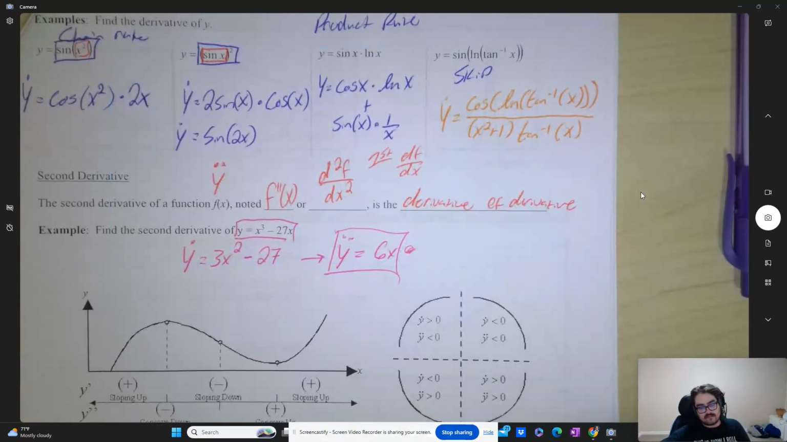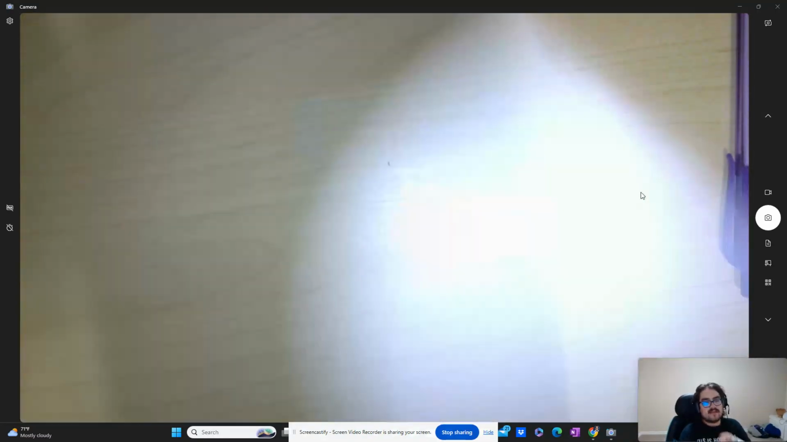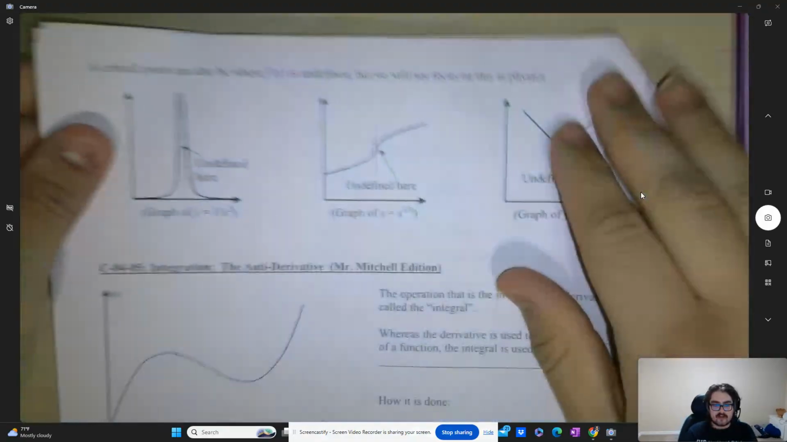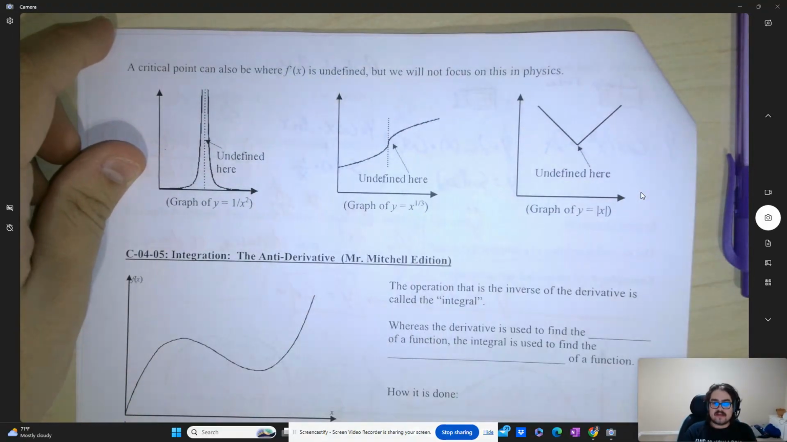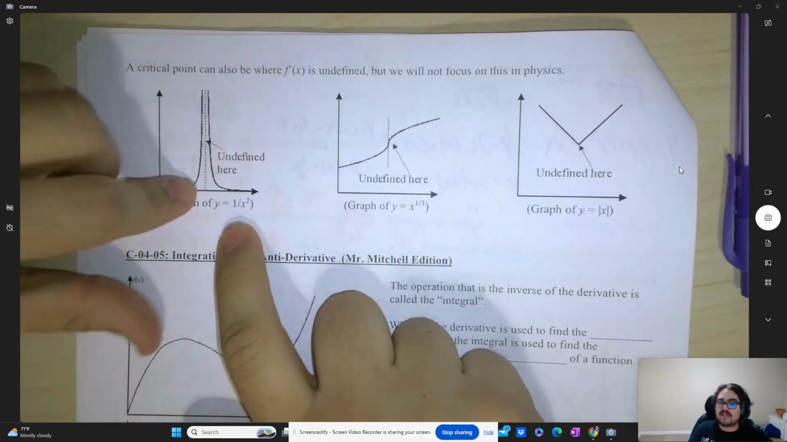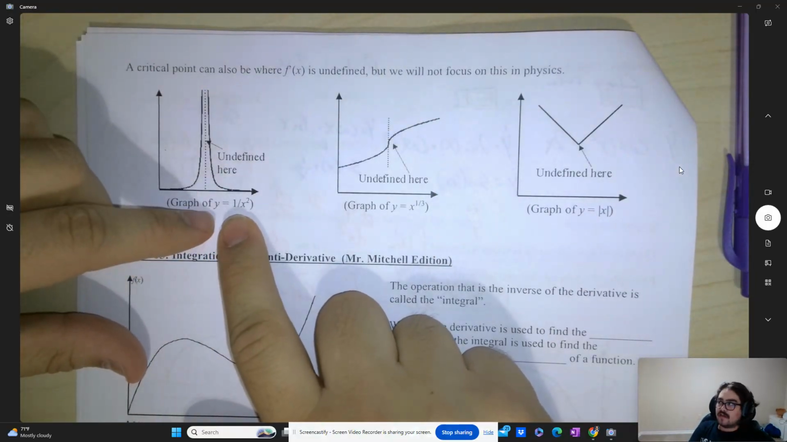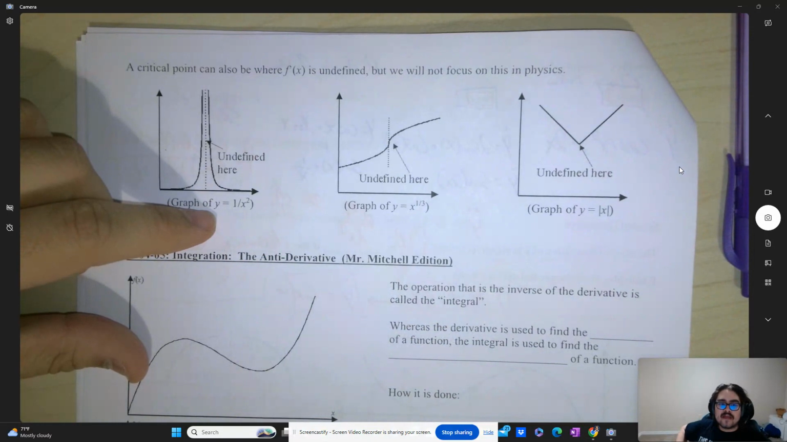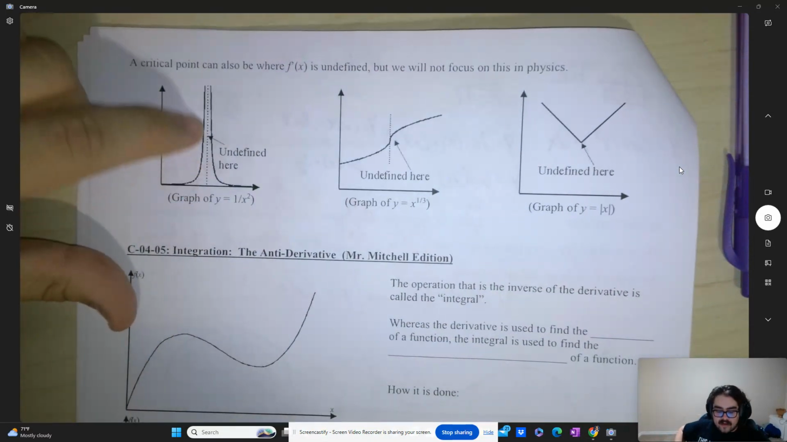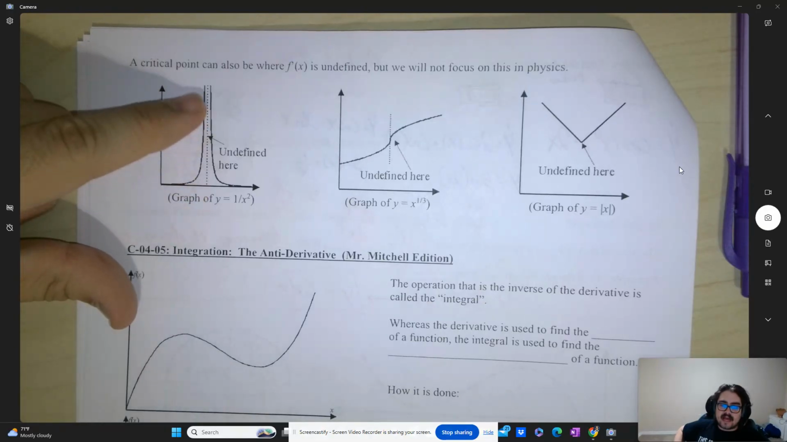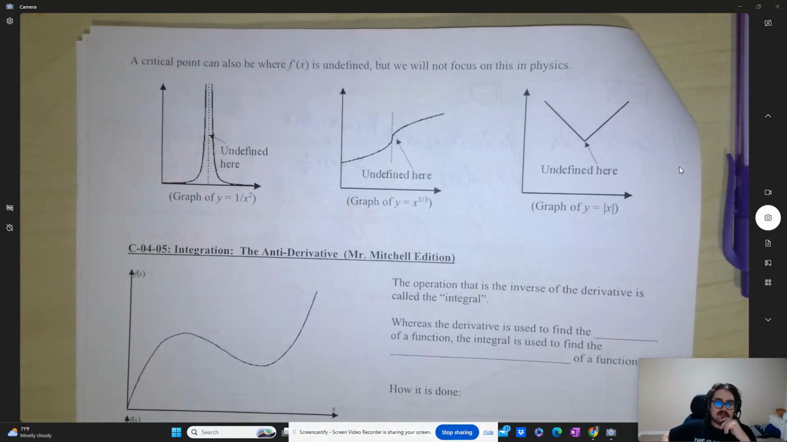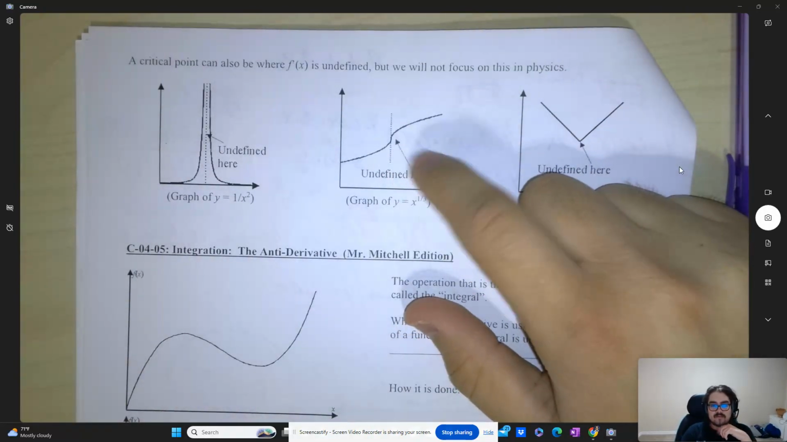The final thing I want to point out for this, and I'm not even going to really write anything for it, is that there are other conditions to have a critical point if the derivative is undefined. However, we don't do that in physics. Here's examples of what you might see. If you have the graph of 1 over x squared, and you have an asymptote right here, well, the function is undefined at that asymptote, so there shouldn't be a derivative there.